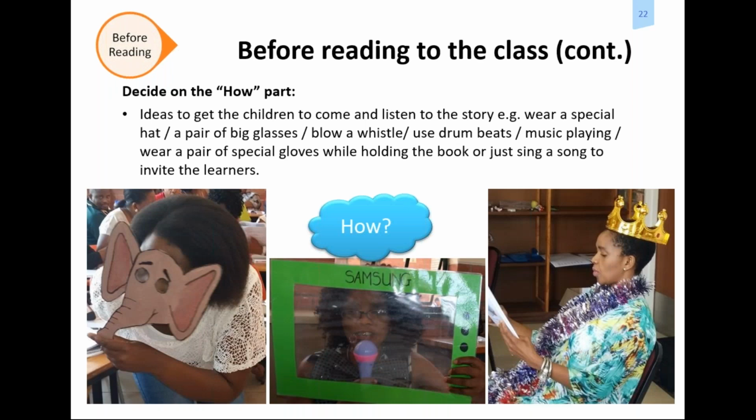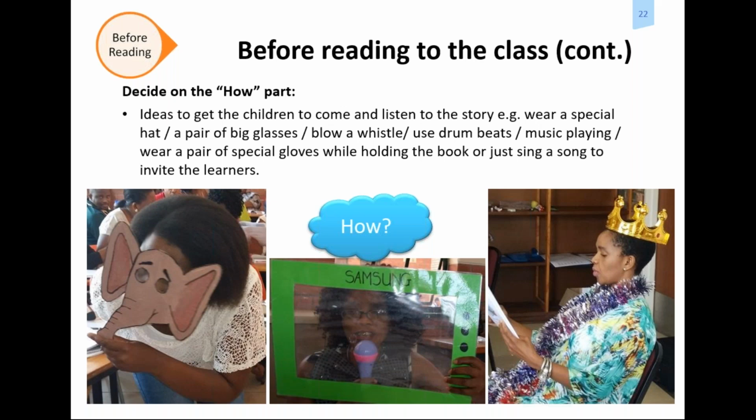The how part is the part I love. When learners think it's now story time, they usually are excited already. But what are you doing to change your scenery? What are you doing as a teacher to create that excitement, to make them say, but why is my teacher wearing a mask? She's looking like an elephant now. Oh wow, my teacher is on TV. Look at Samsung, and she's even using a microphone today. I wonder if I'll also get an opportunity to answer my question using the microphone.